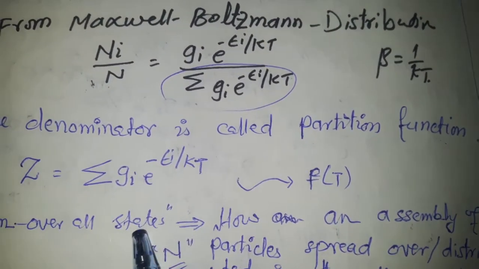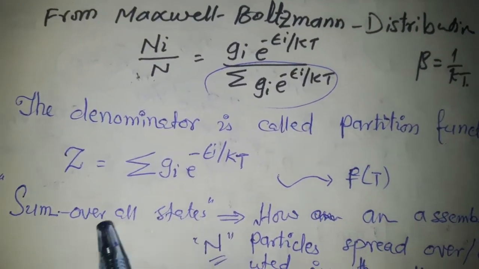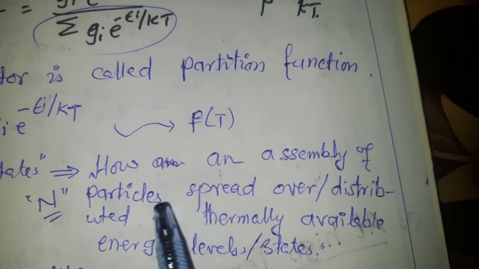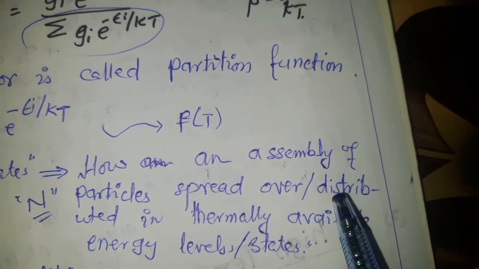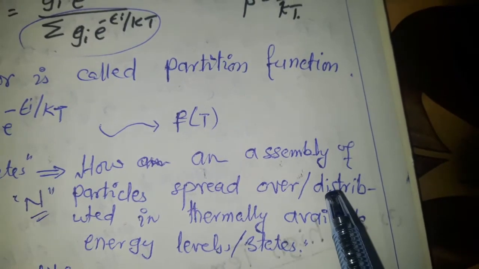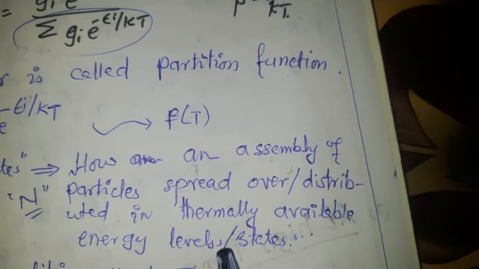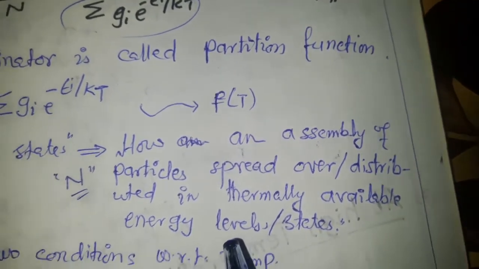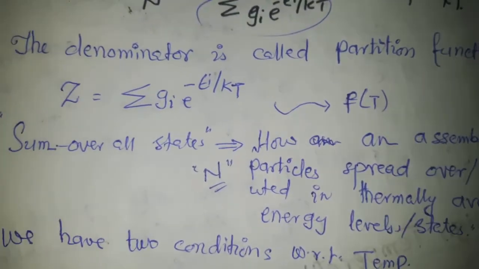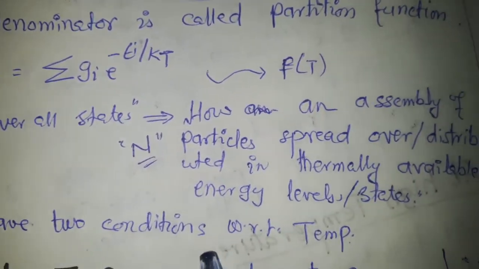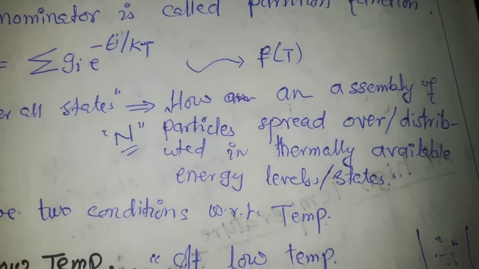Sum over all states, or the meaning of the partition function, is how an assembly of N number of particles spreads over, or can be distributed in, the thermally available energy states or energy levels. Now, considering this particular function of temperature, we have two conditions with respect to temperature.